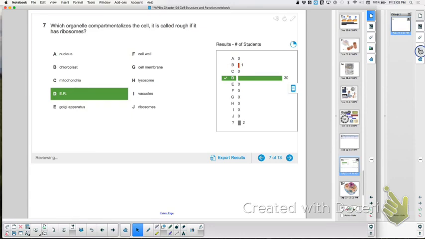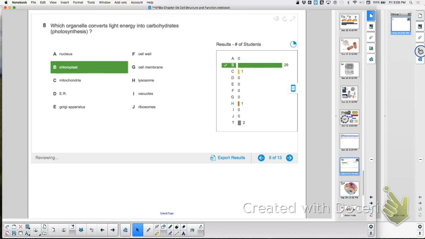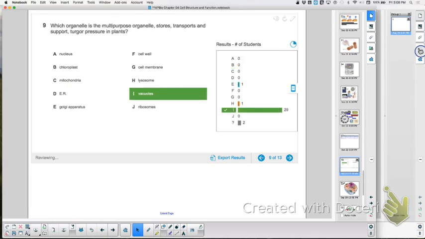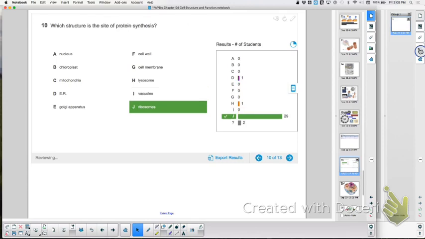ER is rough if it has ribosomes. Chloroplasts aren't rough. What's wrong with you? Converts light energy to carbohydrates. Definitely a chloroplast. Not mitochondria. Lysosome? No. Stores, transport, support, yes, vacuoles.